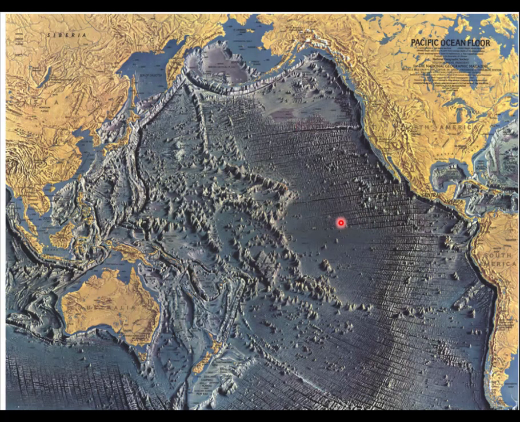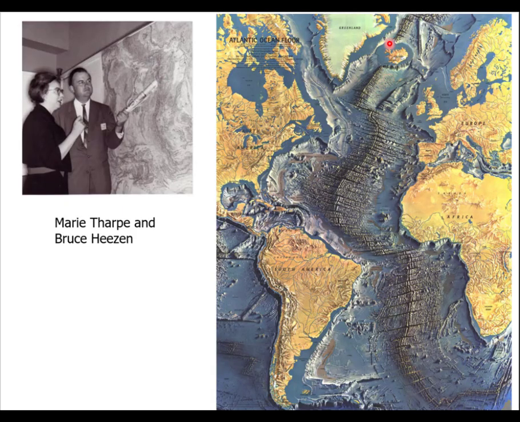And so the war ends, and Harry Hess goes back to Princeton, and he's thinking about things. And he's like, let's go measure some heat flow. Let me show you on here. Right up here, you can see that this mid-ocean ridge runs right up into Iceland, right? Iceland is seafloor exposed. And so Harry Hess goes, I know Iceland is covered in volcanoes, because you can just look. What's this down here like?